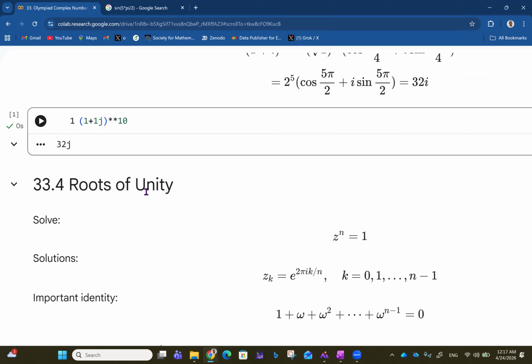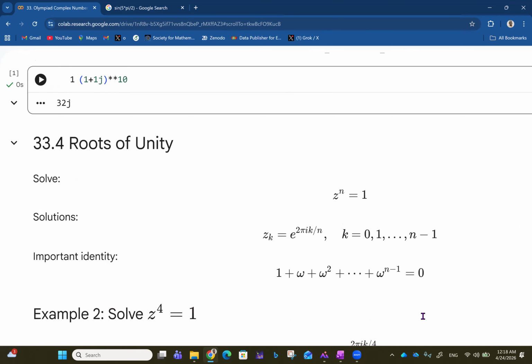So we talk about roots of unity, which I actually considered in very early videos, like 2 years ago. I just revived this after 2 years. You want to solve z^n = 1. The solutions are usually z_k = e^(2 pi i k / n), where k takes values from 0 to n minus 1: 0, 1, 2, up to n minus 1. And there's an important identity: 1 + omega + omega squared, all the way down to omega^(n-1), equals 0. So that's roots of unity.